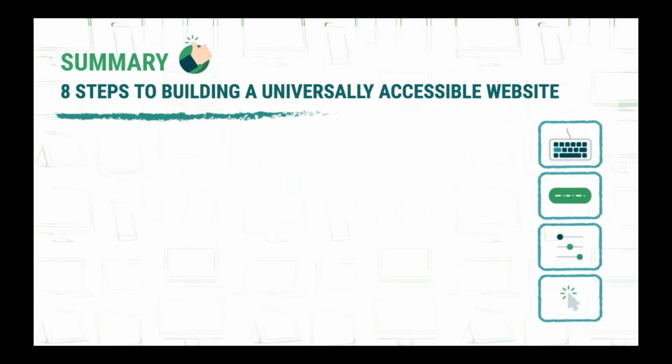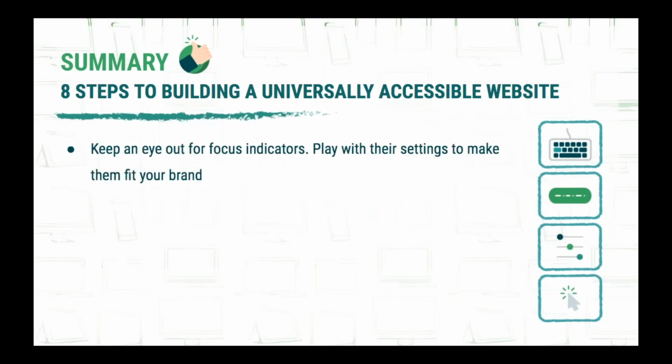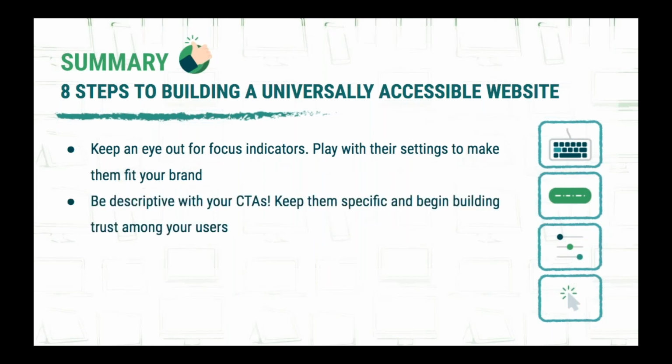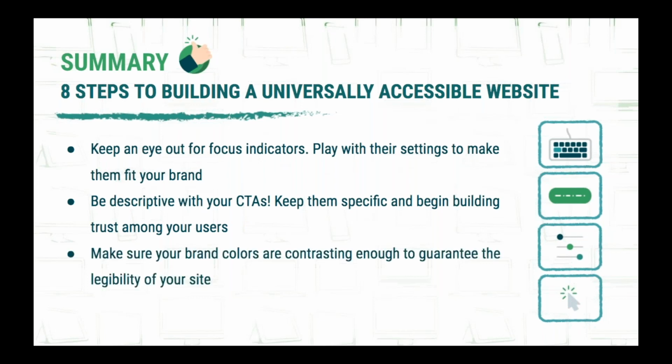Now, how about we go through a little recap of what we learned today? Number 1, keep an eye on focus indicators. Play with their settings to make them fit your brand. 2, be descriptive with your CTAs. Keep them specific and begin building trust among your users. 3, make sure your brand colors are contrasting enough to guarantee legibility on your site. Use mouse over effects to indicate to your visitors where to click.